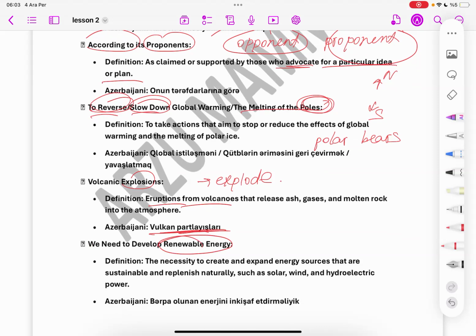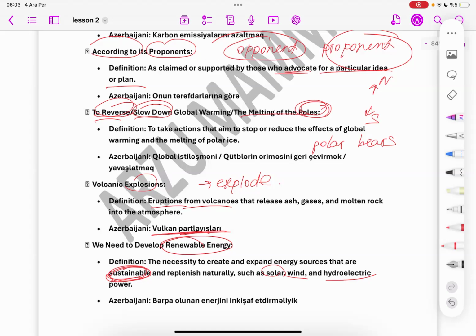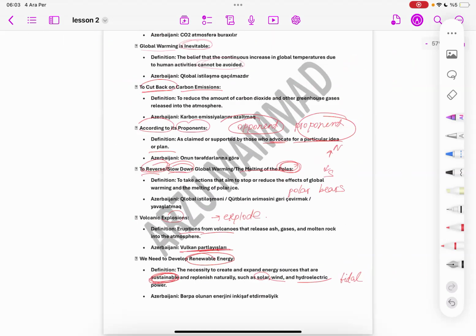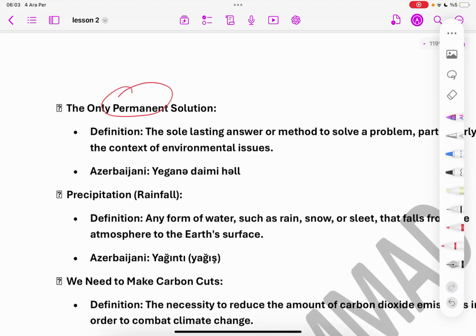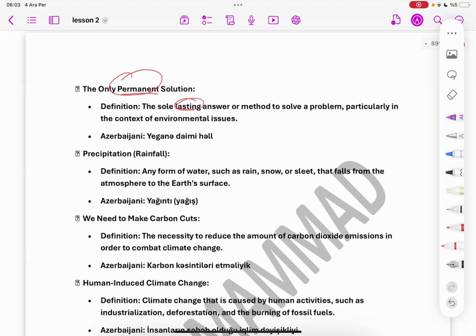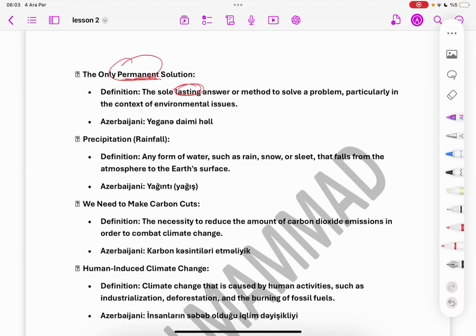Now, renewable energy. We have non-renewable energy and renewable energy. This can also be replaced with the words sustainable energy. Solar energy, wind energy, hydroelectric energy, or tidal energy are the types of it. Permanent. The opposite of it is temporary, okay? Temporary and permanent. Permanent is lasting; it will be able to continue for a long time period, like a permanent solution.